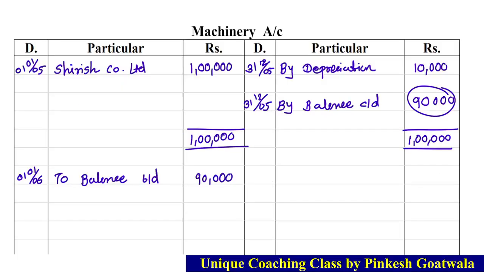Now next, the machinery account. Here we know that on machinery every year they charge only depreciation. Every year what comes? Only depreciation comes. So just give depreciation every year. So 31st December 5, now 31st December 6. Only give the effect of depreciation.